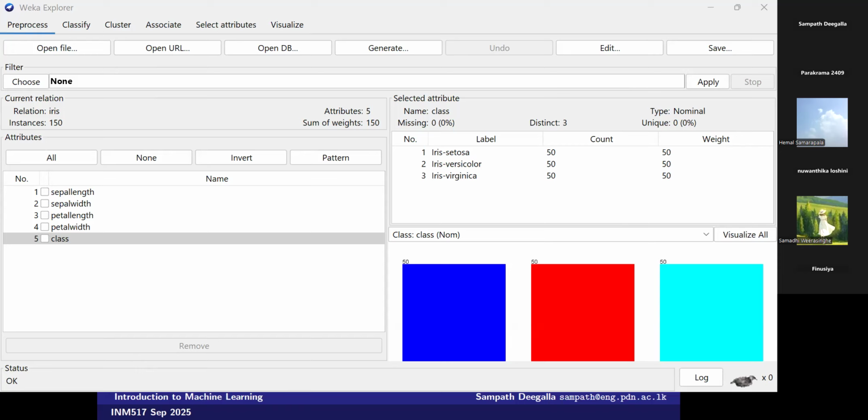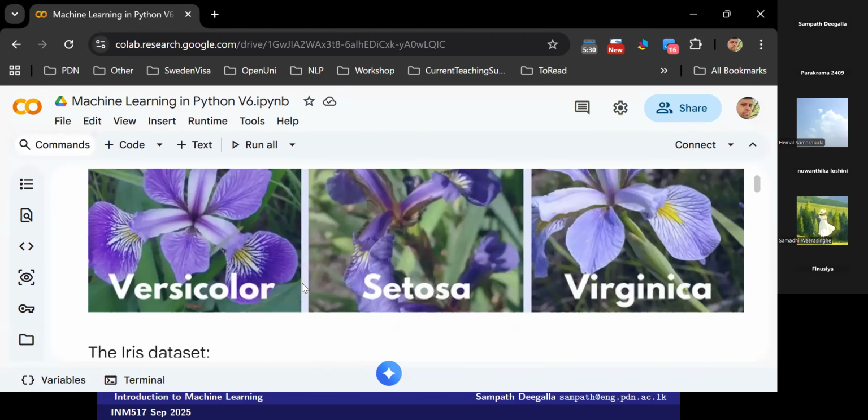So in this data set, you have very similar flowers, right? Actually, we are going to use this with Python as well. So after I finish the WEKA part, we'll look at it. Okay, let me show you from a different one. Here is how it looks.